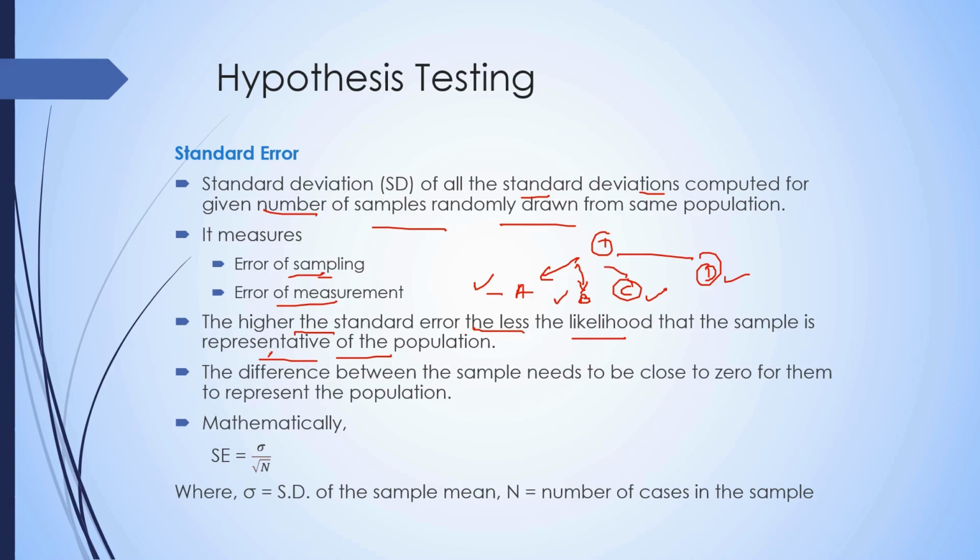So if the standard error is high, this means the sample that you have selected does not represent the population in the true sense. The difference between the samples needs to be close to 0 for them to represent the population. So we said standard deviation. The difference or the variance between all these groups should be close to 0 for them to represent the population. Mathematically, standard error can be said as sigma divided by root of n, where sigma is the standard deviation of the sample mean and n is the number of cases in the sample.